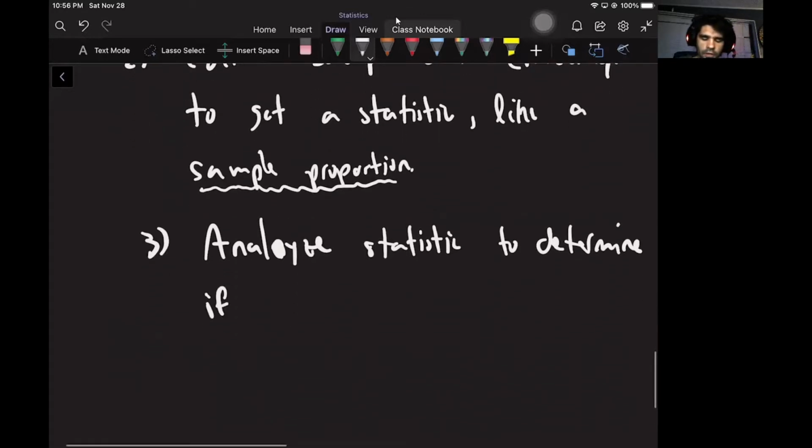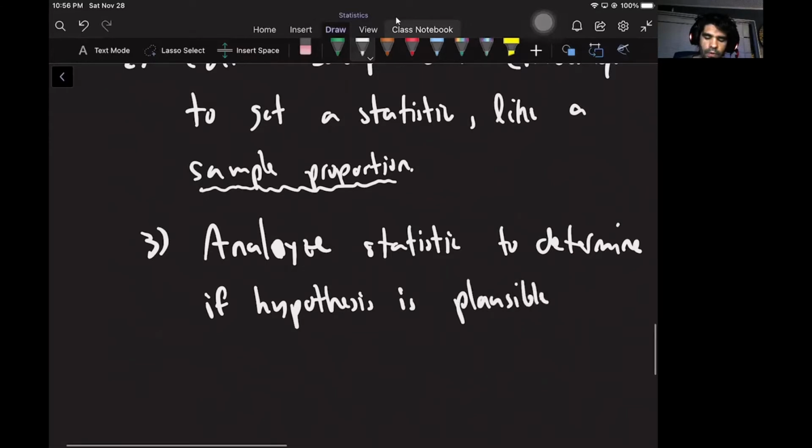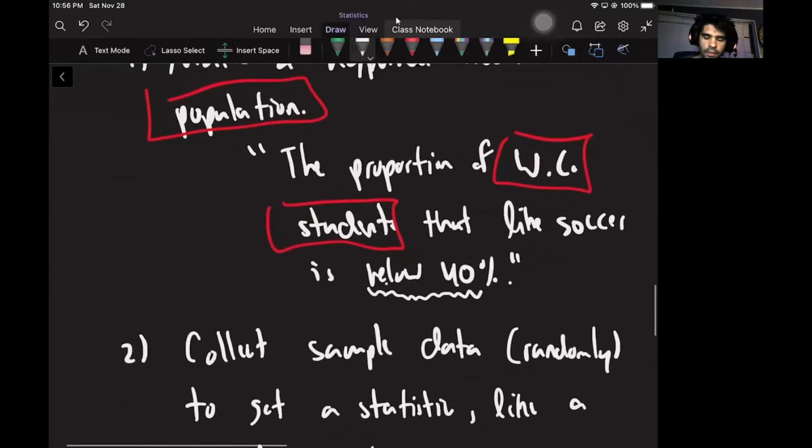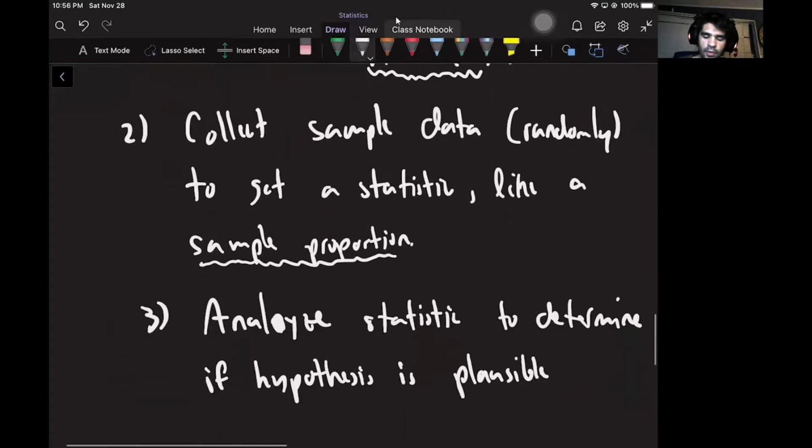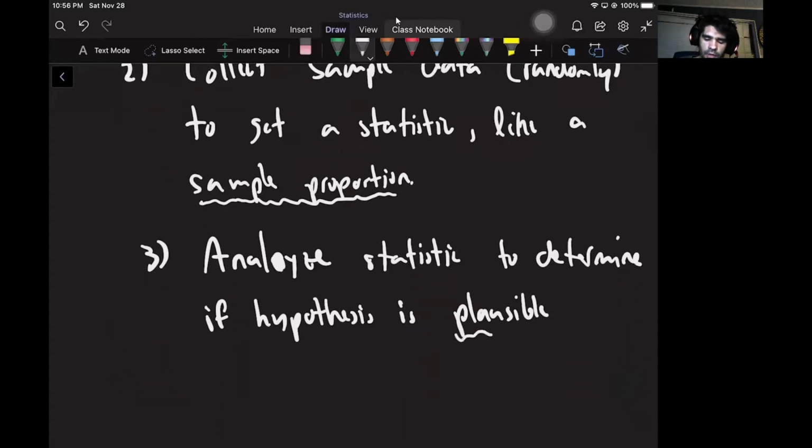So it's a bit tricky. We're not going to determine if the hypothesis is true. We're going to determine if it's, the better word is plausible. So we're never going to say, yes, what I said earlier is true. That's never going to happen. It's a bit tricky. We'll get into it later, but plausible is a better way to say it.